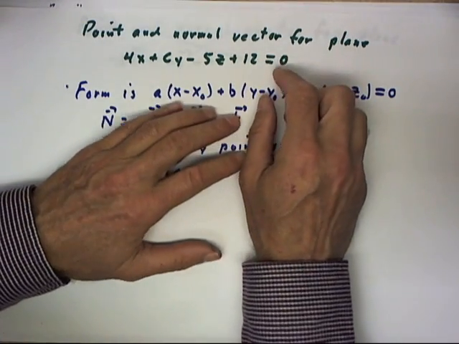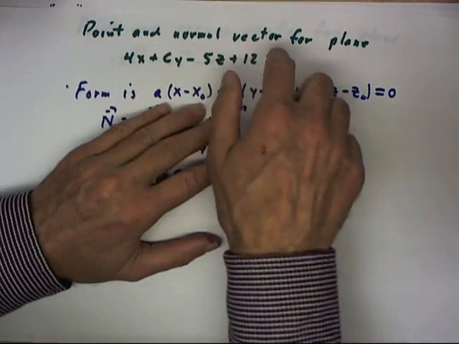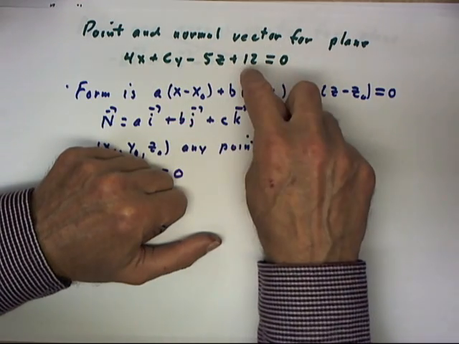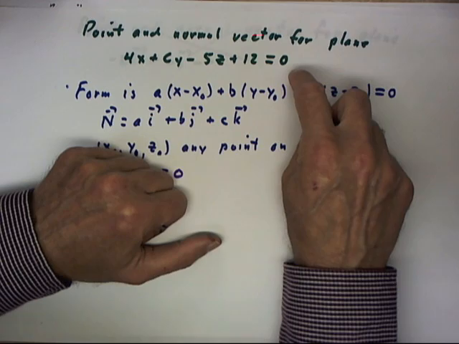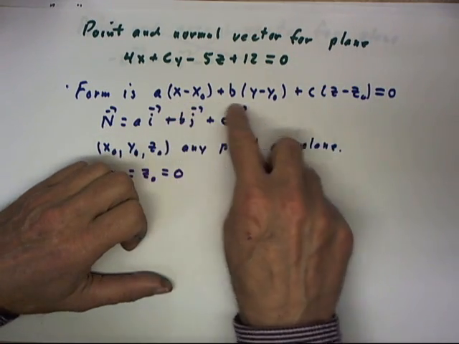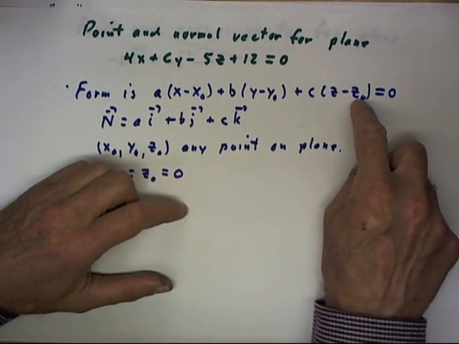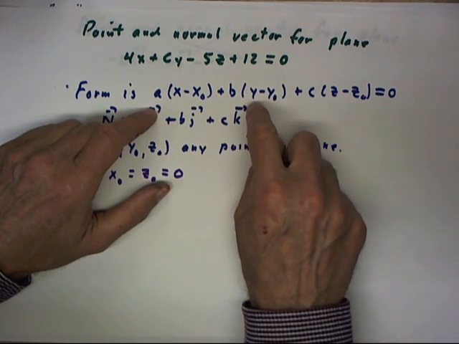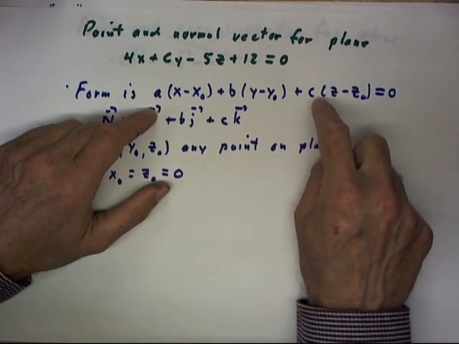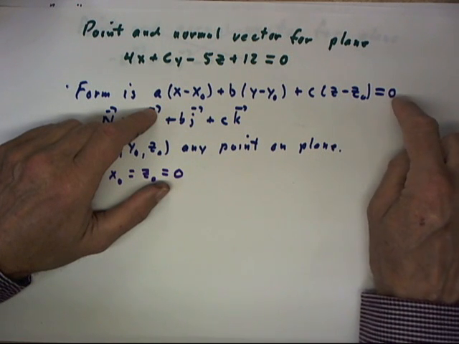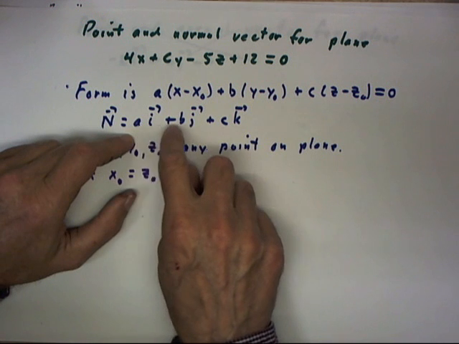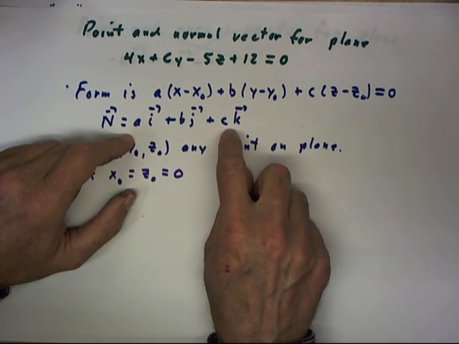Now let's consider the question, how do we find a point and a normal vector for the plane 4x plus 6y minus 5z plus 12 equals 0? We know that the form of the equation of a plane is a times x minus x naught plus b times y minus y naught plus c times z minus z naught equals 0. And the normal vector is ai plus bj plus ck.